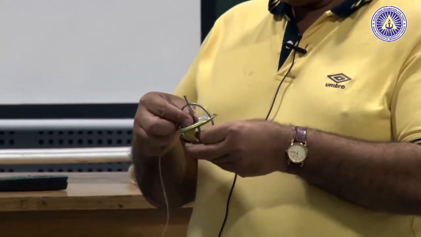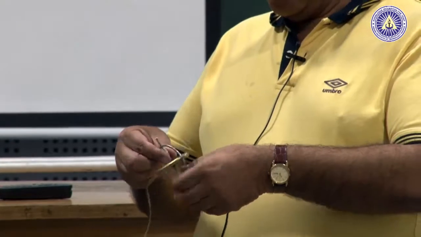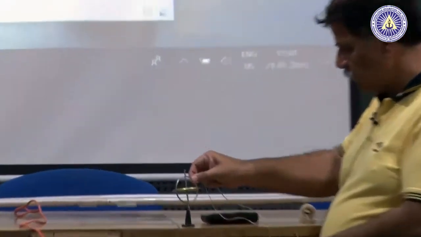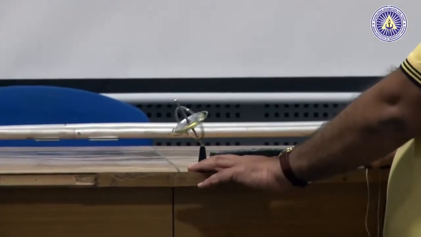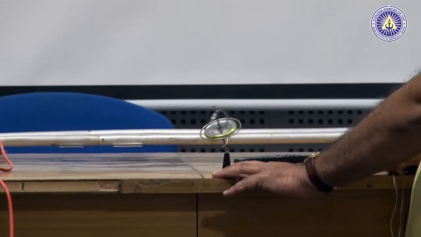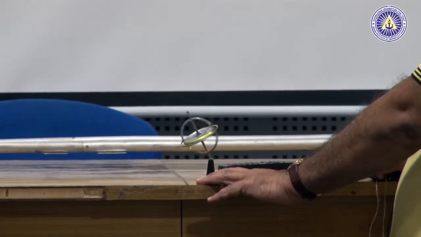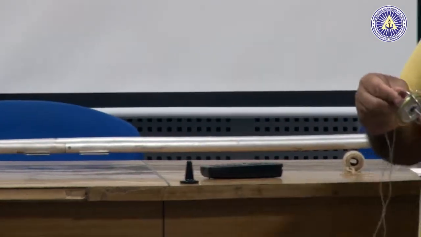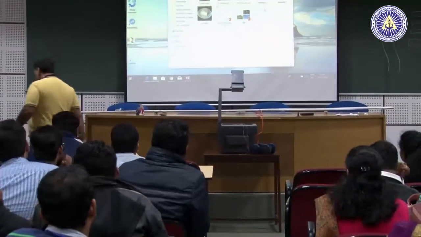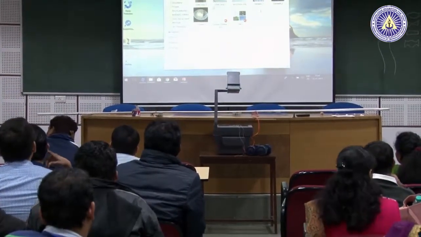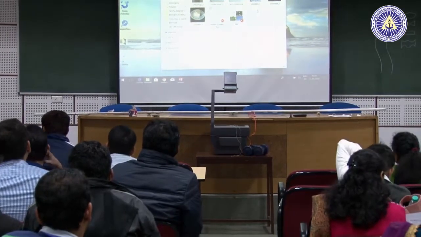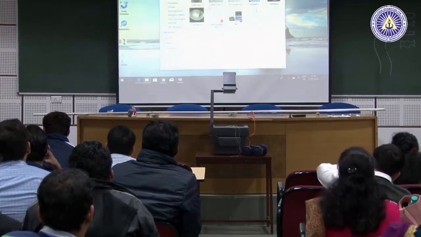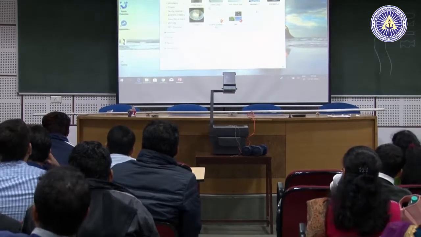So, I am going to run this gyroscope, and you see it does not fall. Yeah, okay. It precesses, right. Other thing it does, and which I have made, but I am not going to do it here, is you can put the gyroscope in something called a gimbal, and which I will show you in a different way.